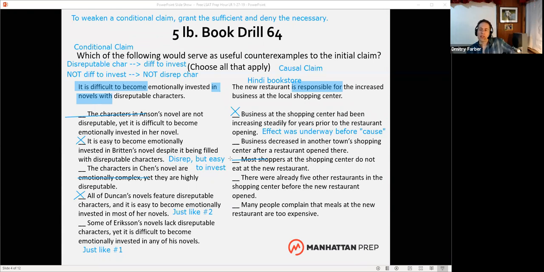Well, but why is another town? So I'm seeing you say another town's mall could be irrelevant. But why? Why aren't we concerned about that if we're trying to say that the restaurant drove business? What makes it irrelevant here? I think if we can answer this well, we can make a big distinction between the first column of this drill and the second column.